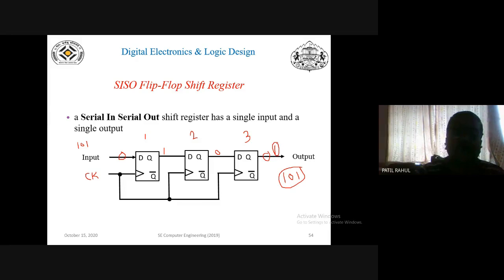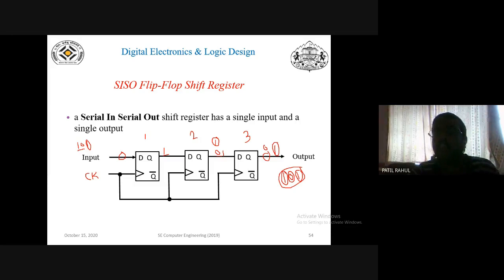So you apply a second clock pulse. Then this 1 is transferred to the next location, and the 0 is shifted to the next D flip-flop. This is the output after the second clock pulse is completed. At the first clock pulse you get just this 1. When you apply the second clock pulse, you get this 0, and when you apply the third clock pulse, you get this 1.